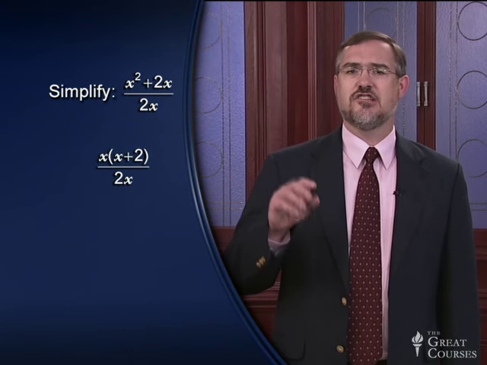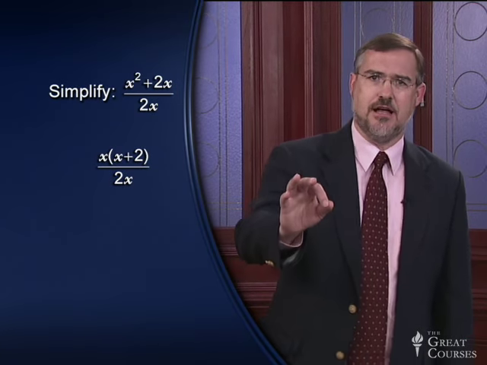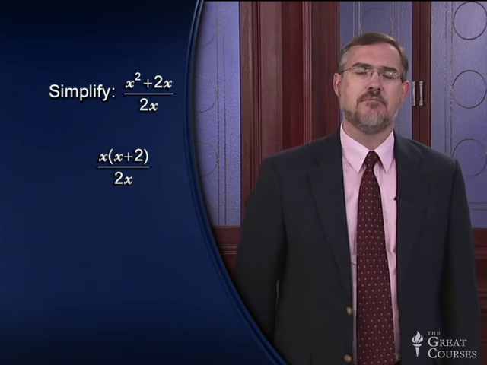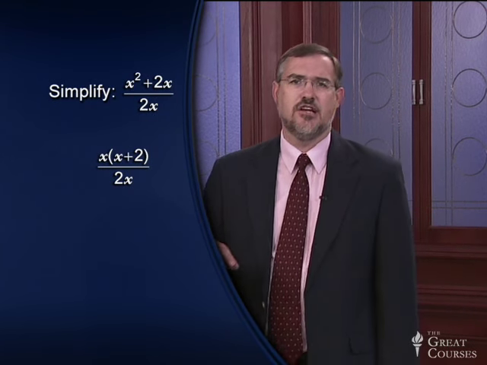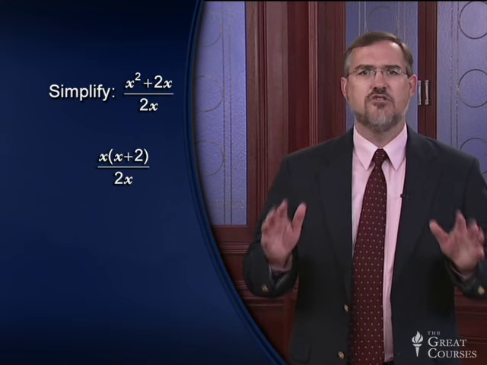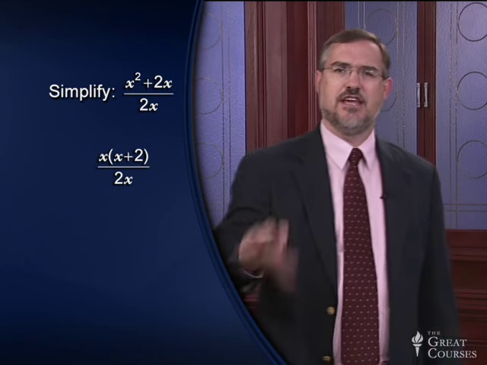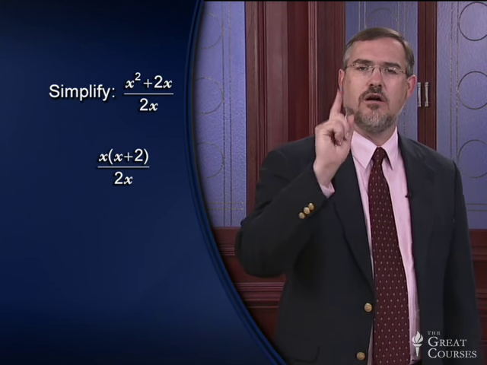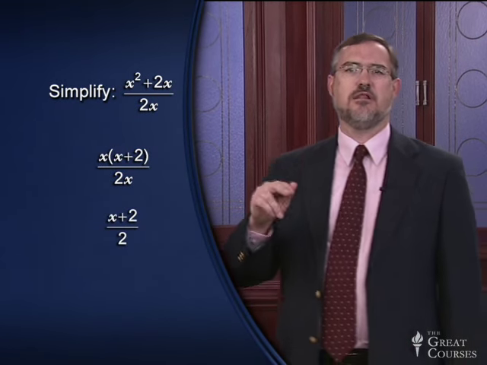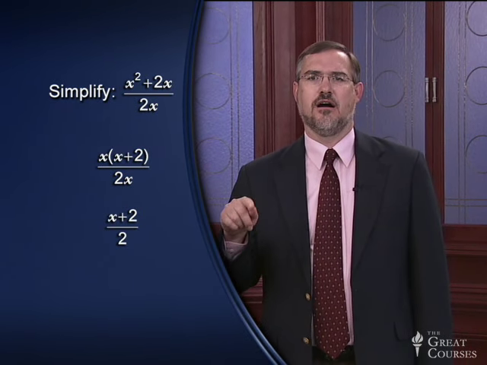Now, the x that's in the numerator is multiplied now by the x plus 2. It's not added to it, it's multiplied to it. And the x in the denominator is multiplied with that 2. And because of that, those x's, the x on top and the x on the bottom, now can correctly be canceled. And what you're left with then is x plus 2 divided by 2.